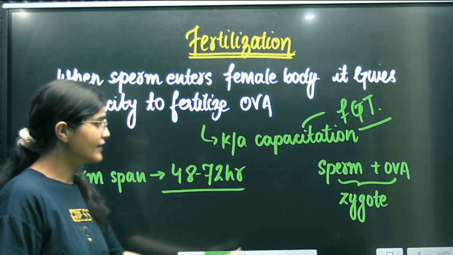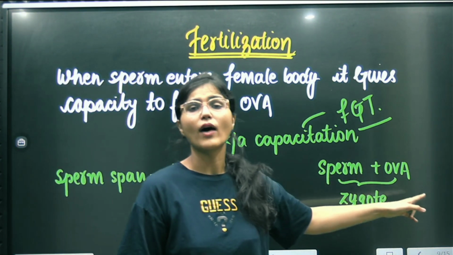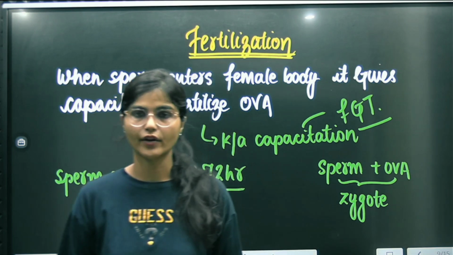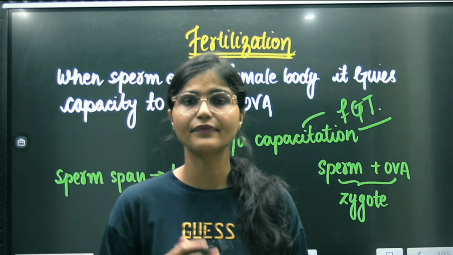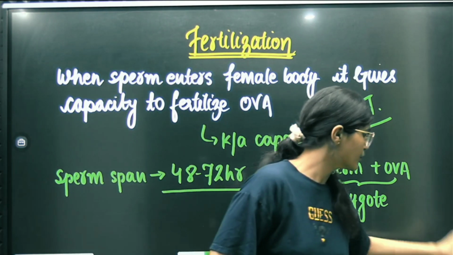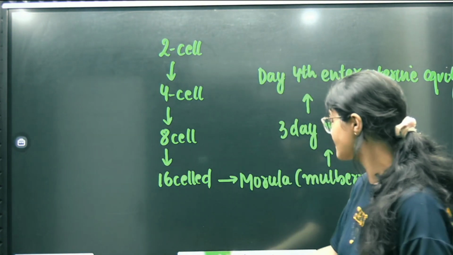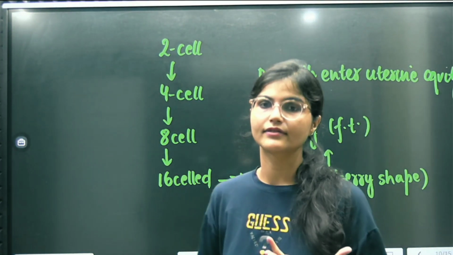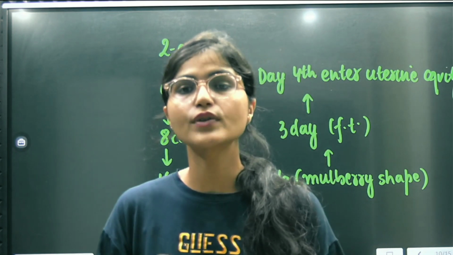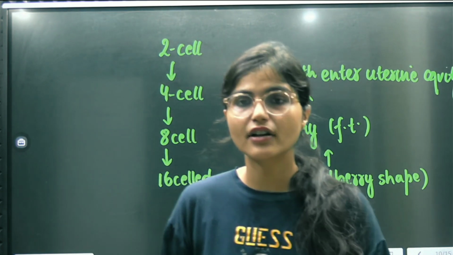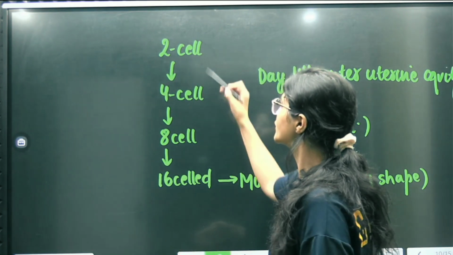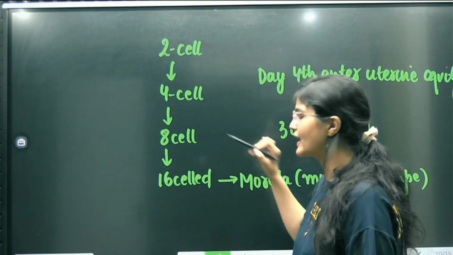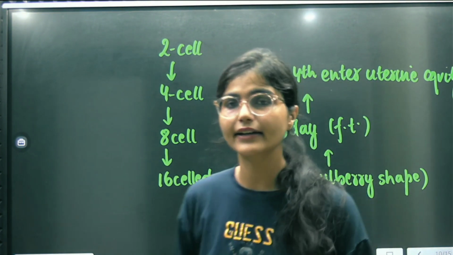And when the sperm fertilizes the ova, it forms a zygote, right? And this is very clear. If you move on to the next thing, the next important aspect is that the zygote is a single cell. What is a zygote? Further division occurs and it forms the 2-cell, 4-cell, 8-cell and 16-cell state, right?